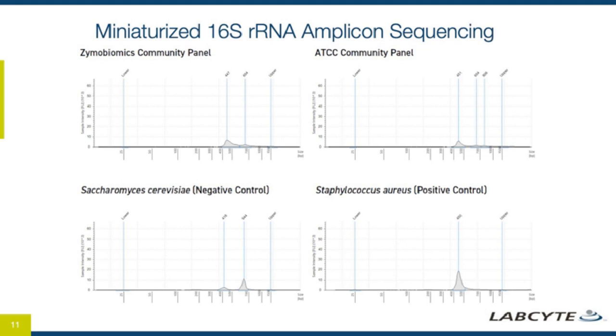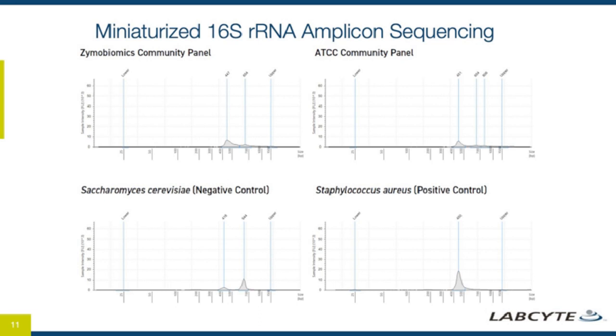So in the Microbiome sample, it's 8 bacterial strains and 2 fungal strains, and you'll see that we are getting our expected 450 base pair peak with a little bit of nonspecific binding around 650. In the ATCC community panel, that was 20 bacterial strains, and you'll see once again that 450 peak with just the slightest bit of nonspecific binding.